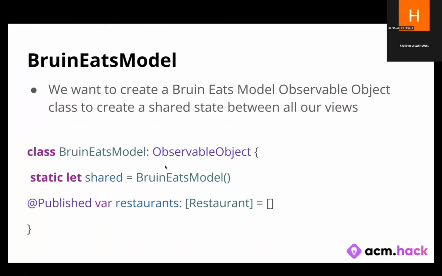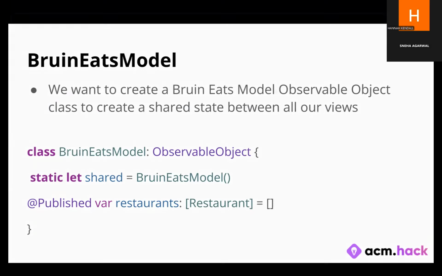Okay. So now that we have a way of transportation, if you think of our API as a highway connecting our front end to our back end, now we need a way to send our requests through that highway. So we're going to make a Bruin Eats model, which is basically going to be where we're defining all of our functions to send those requests over along the URL, which is our highway.